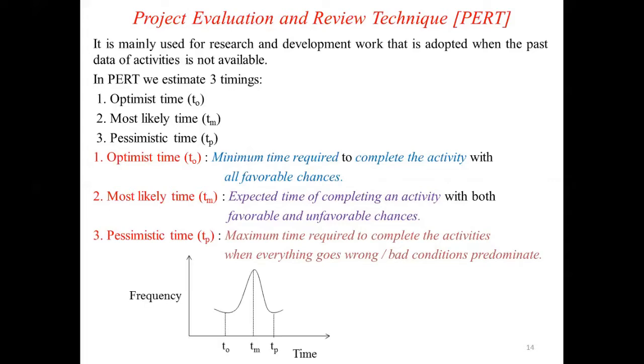And these three timings in PERT are represented in a graphical manner as shown in the figure. That is, the y-axis represents the frequency, the x-axis represents time, and the curve is known as a normal distribution curve. That curve represents a normal distribution curve.